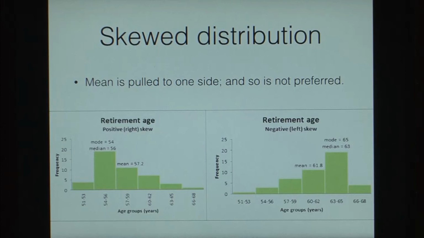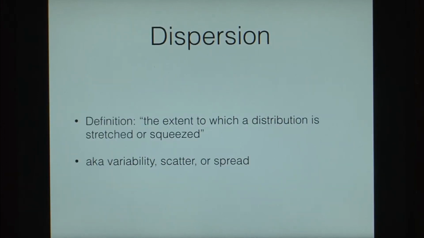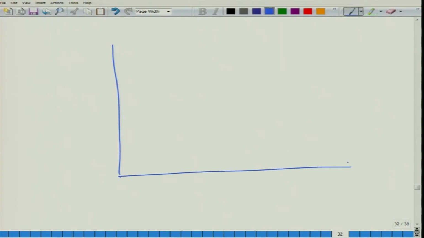Now a related concept to that of the measure of central tendency, that of dispersion. A dispersion is defined as the extent to which a distribution is stretched or squeezed. It is also known as variability, scatter or spread. So again, let us look at this distribution.